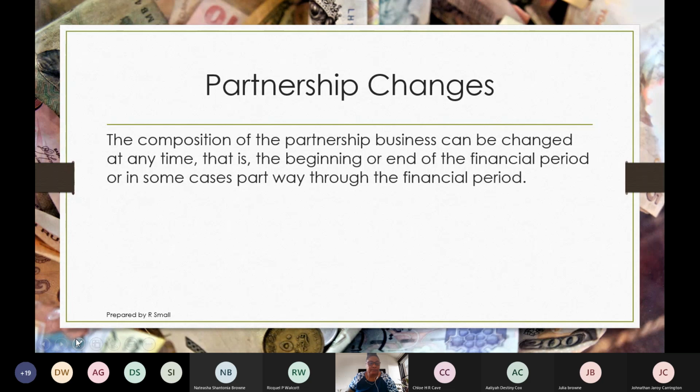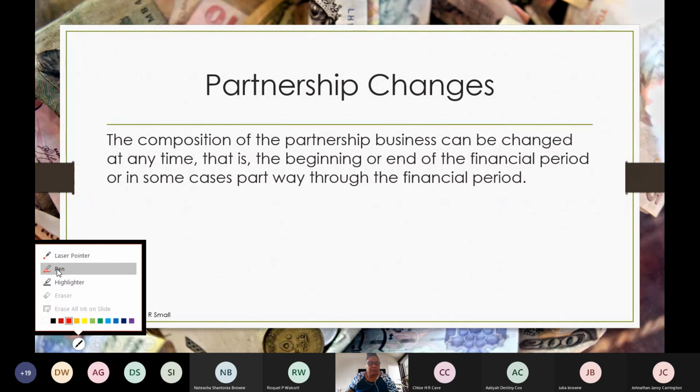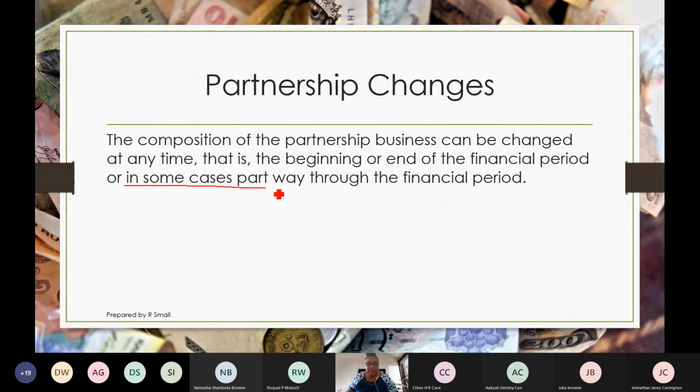This part here, in some cases, partway through the partnership, this is the part that gives students problems. When the partnership changes partway, there's not necessarily an issue with the beginning and the ending, but when it changes partway in the partnership, that's where students would have issues, right?